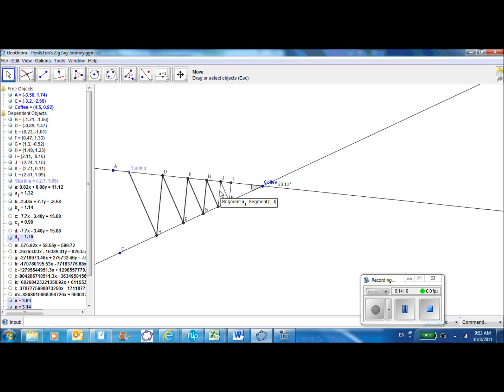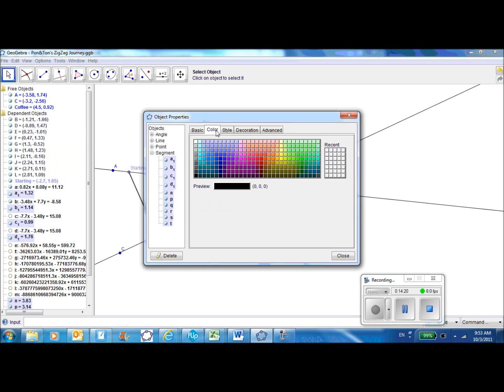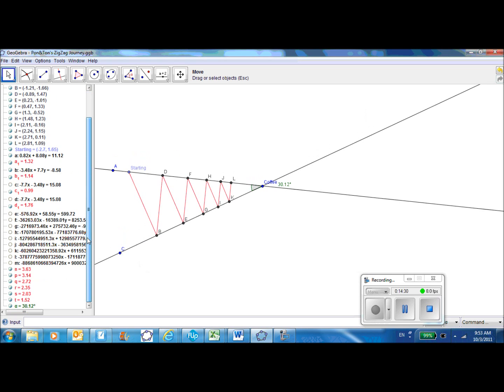Selecting all of them. And then come on over to Object Properties, and let's make them all red, and then we'll be able to spot them. There, now we can see where they are in our whole jumble up here.